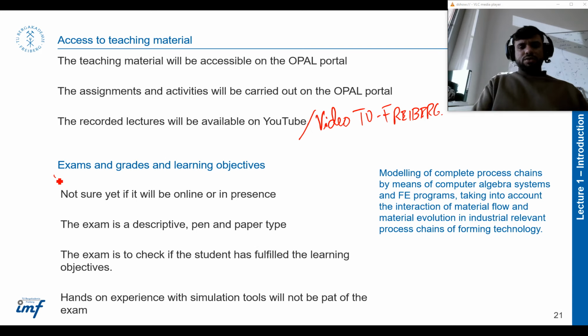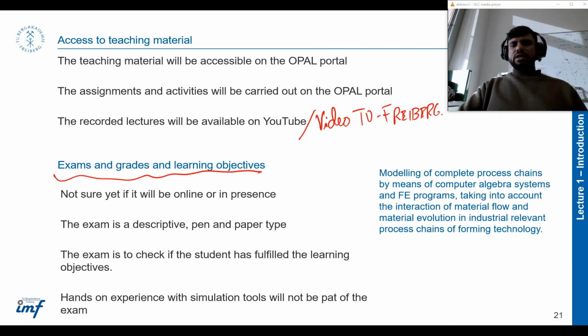Now we can talk about the exam grades and learning objectives. So the learning objective of this course is this one, which we have already mentioned, but here I've just mentioned it again to revise. So modeling of complete process chains by means of computer algebra systems and FE programs, taking into account the interaction of material flow, material evolution, and industrial relevant process chains of forming technologies.